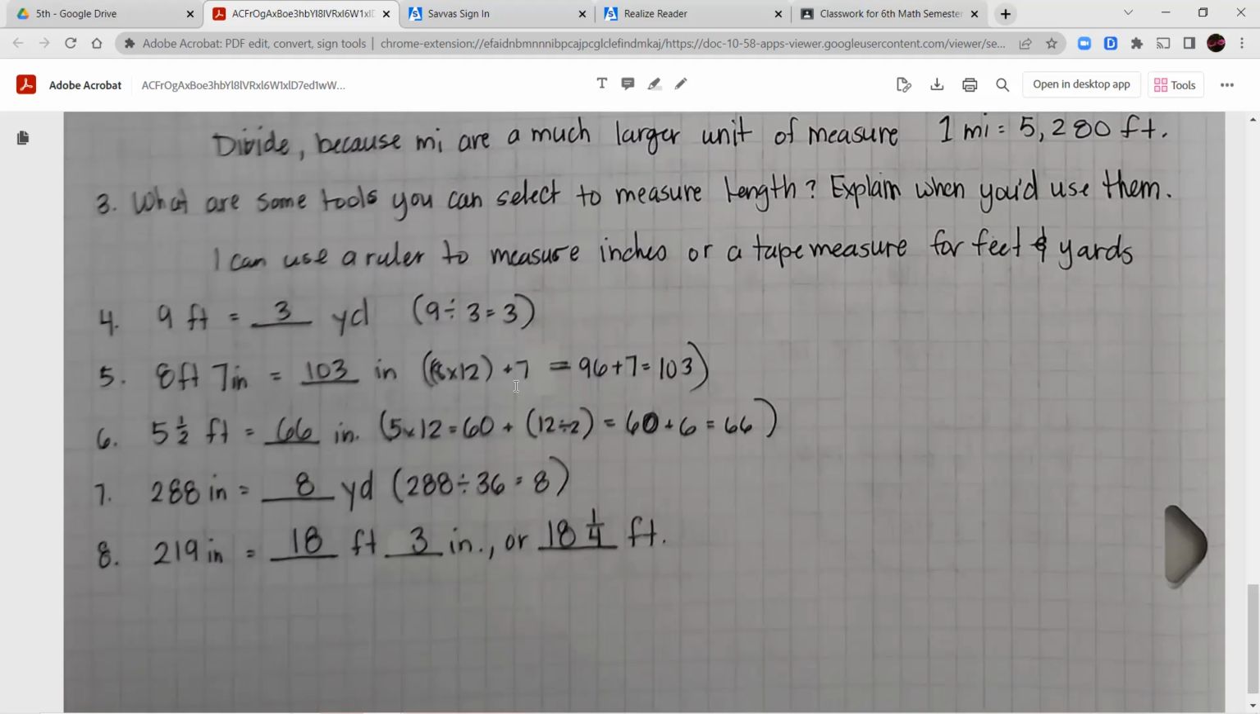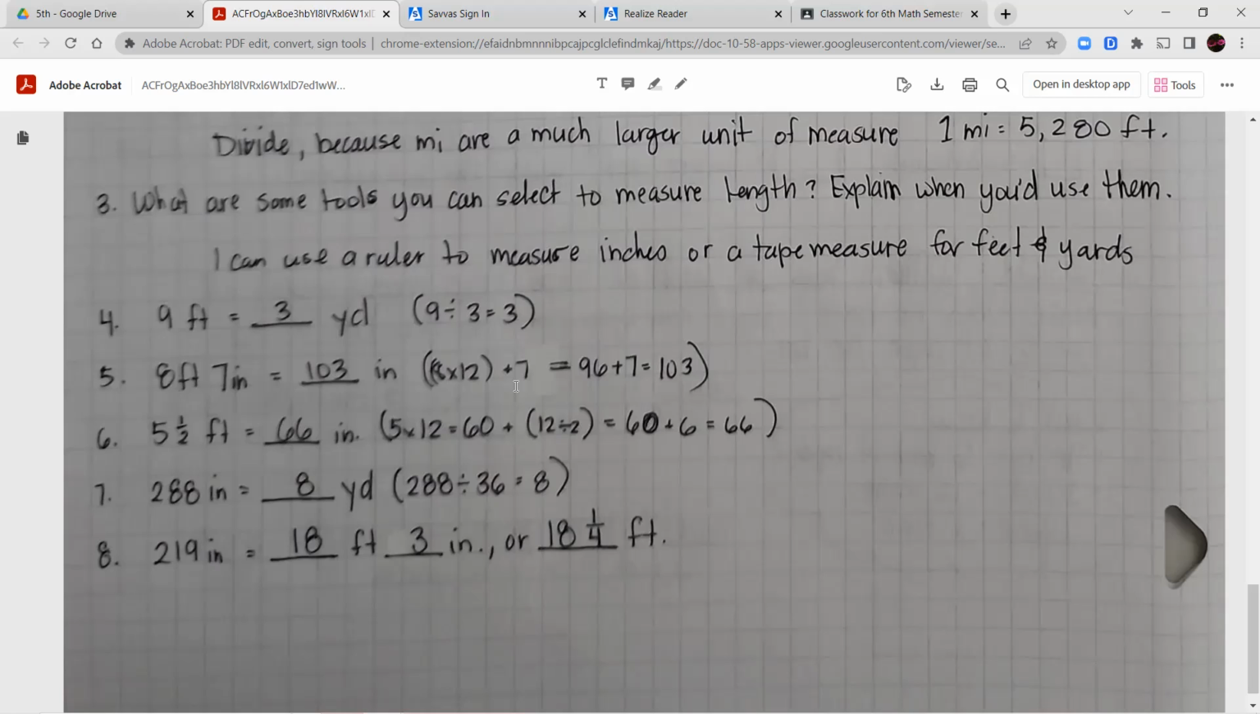For number 7, we have 288 inches, and we want to convert that into yards. Now, we found out earlier in this lesson that 1 yard was equal to 36 inches. So 1 foot plus 1 foot plus 1 foot, or 12 inches plus 12 inches plus 12 inches gave you those 36 inches. Now I'm going to take that 288 inches and divide it into groups of 36 because yards are bigger. So they're going to be larger size pieces, but the number before that unit is going to be smaller. So fewer pieces that are going to be a bigger size. 288 divided by 36 will give me 8. So 288 inches is equal to 8 yards.